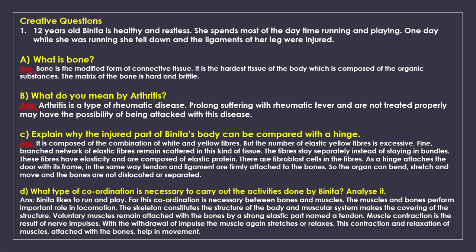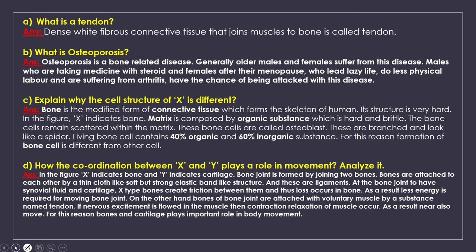Here are all the answers. Here is one answer I didn't give. This is B, that is, what do you mean by arthritis? Arthritis is a type of disease, that is, rheumatic disease. Prolonged suffering from rheumatic fever that is not treated properly may lead to the possibility of being attacked by this disease. I have already given all the answers; only this one disease was left. Next question, what is a tendon?